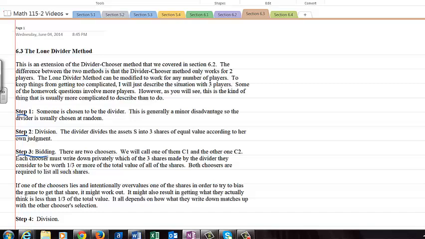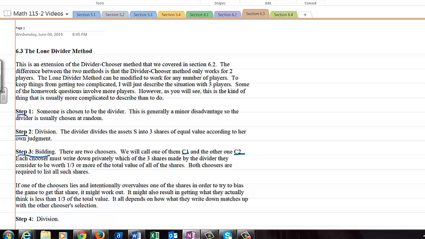Step 3. Bidding. There are 2 choosers. We will call one of them chooser 1 and the other one chooser 2. Each chooser must write down privately which of the 3 shares made by the divider they consider to be worth 1/3 or more of the total value of all of the shares. Both choosers are required to list all such shares.